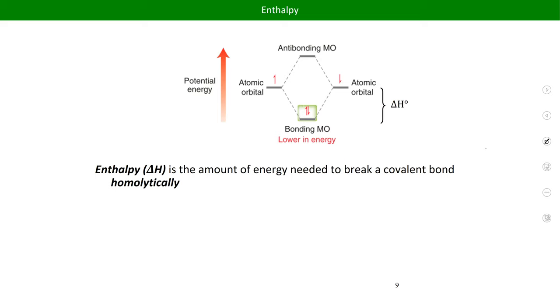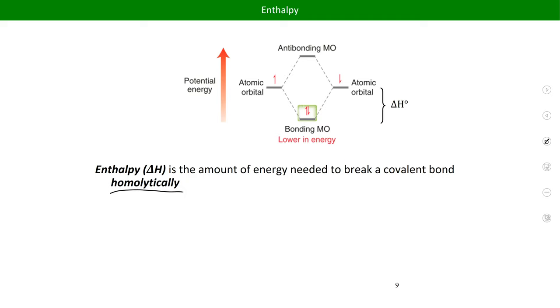But this is actually a very specific way of thinking about it, because it specifically is saying it's the energy required to break a bond homolytically. Homolytically means that you just undid this, and so you wind up with one electron. When you break it homolytically, you get one electron going each direction. So basically undoing forming the bond.